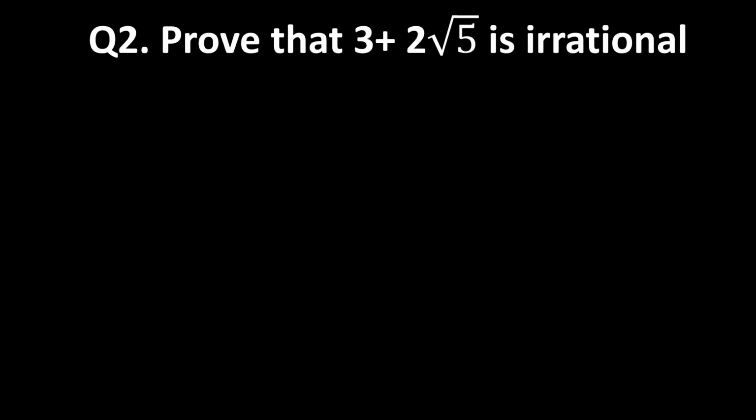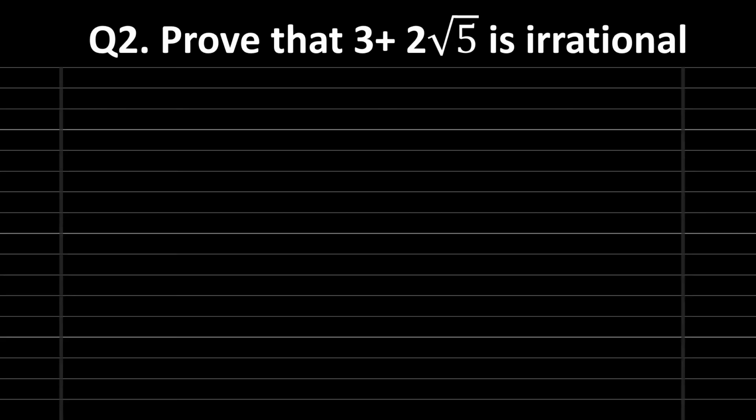In this video, we are going to solve question number 2 of exercise 1.3. The question is, prove that 3 plus 2 root 5 is irrational. So, let's start with the solution. Over here, again we will follow the method of contradiction.